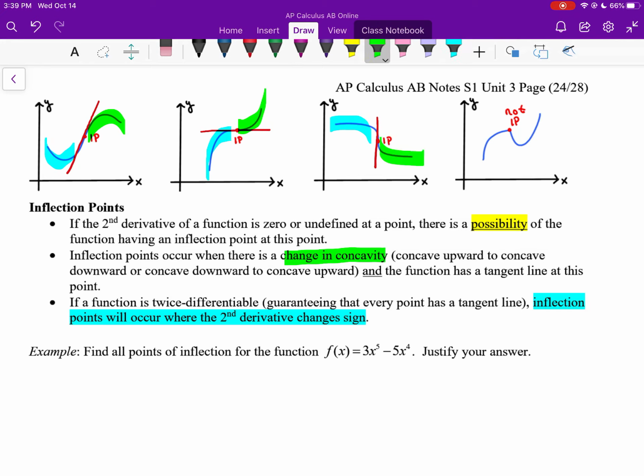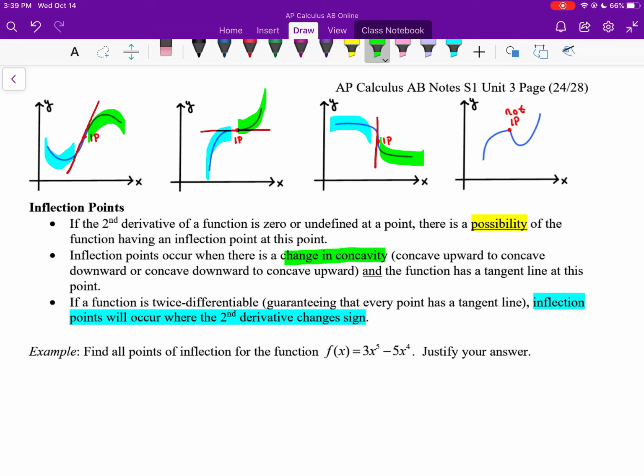Even though with the next graph, it does change from curved down to curved up, there's no inflection point, because there's no tangent line at that particular point. Again, in this class, it doesn't really show up. They don't push that concept hard as far as AP goes.